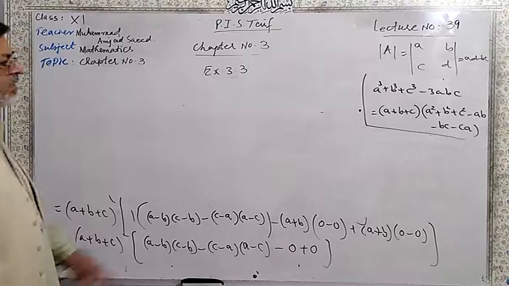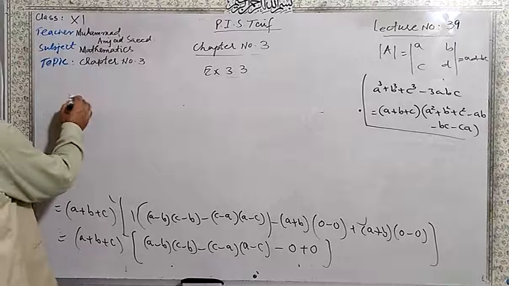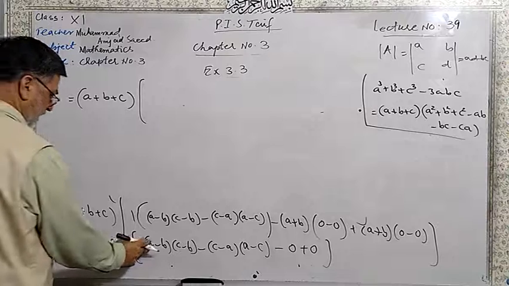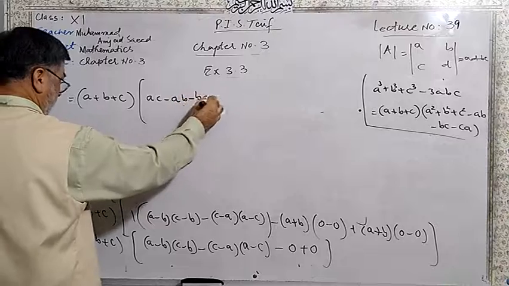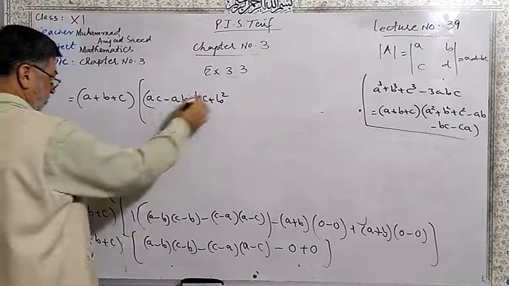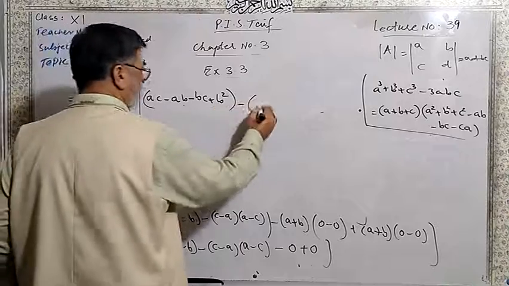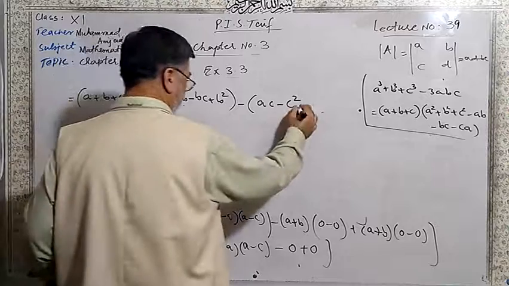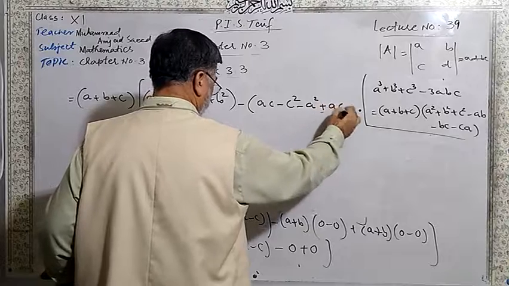Our target is to make this one, and that will be ultimately equal to that one. A plus B plus C into AC minus AB minus BC plus B square, then minus into AC minus C square minus A square plus AC.